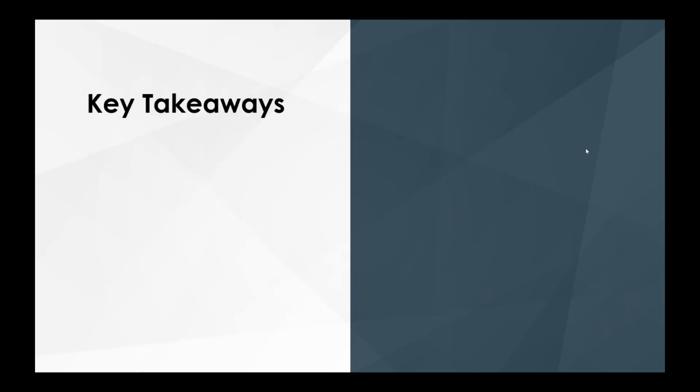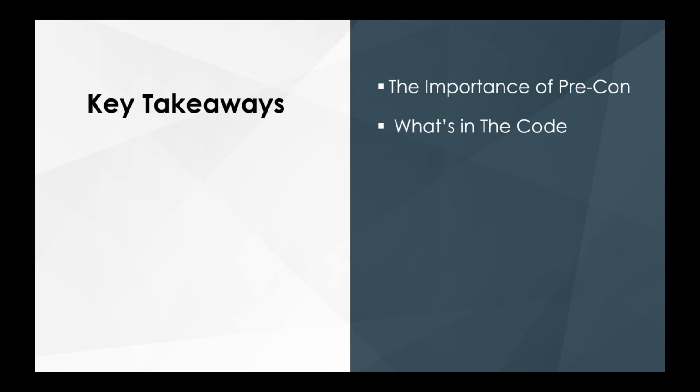So the key takeaways from today's presentation: we're going to go over the importance of pre-con. Pre-con is really important. It could avoid a lot of problems in the end if you plan for it up front. What's in the code? It's critical that as a builder, you know what's in the code, so it's not used against you. I'll show you that later.